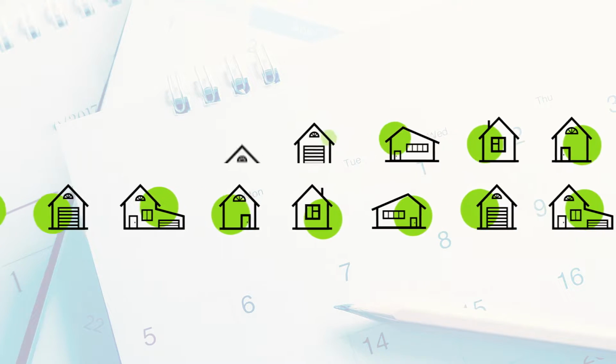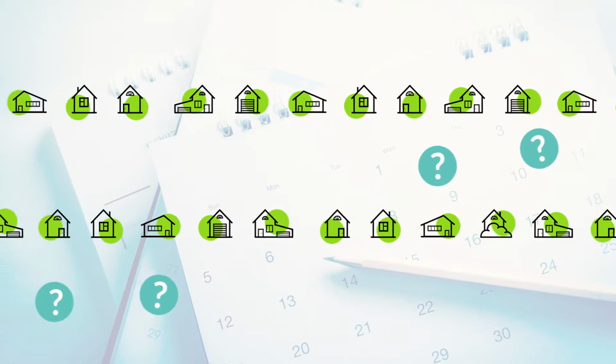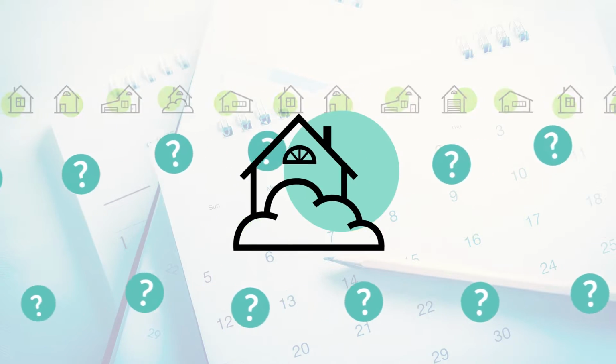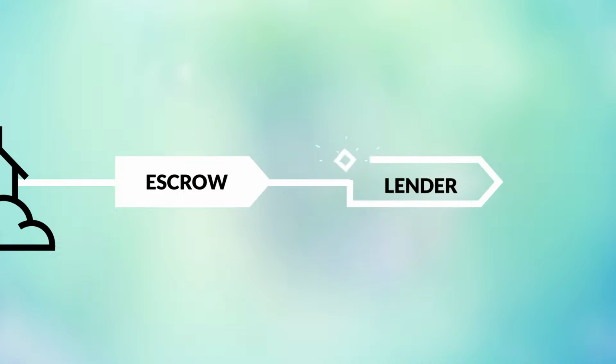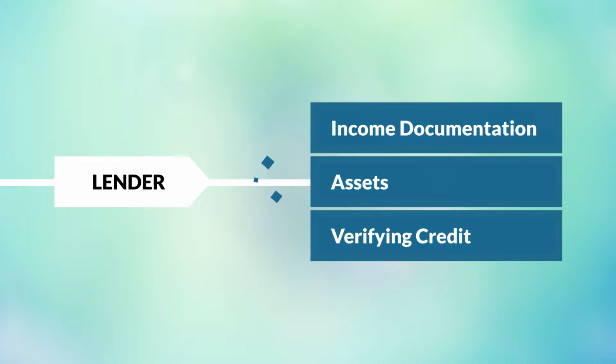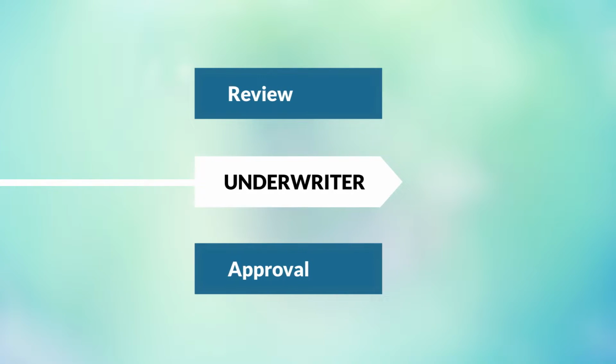Now, you could be spending 2 weeks, 2 months, or even 2 years looking for your dream home based off a best guess prequalification letter. Once your real estate agent does find your home, it goes into escrow and the lender begins working on the necessary paperwork, including income documentation, assets, and verifying your credit. Now, the underwriter finally receives your loan for review, and the approval process could take possibly 10 to 20 days.